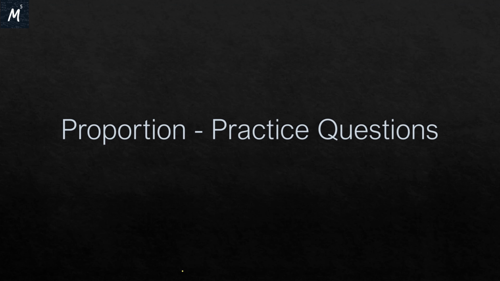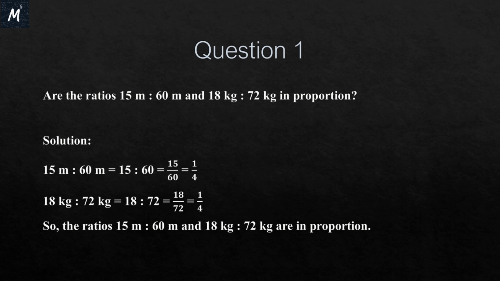In this video, I will be explaining different types of questions we have in the proportion chapter. First type of question: are the ratios 15 meter is to 60 meter and 18 kg is to 72 kg in proportion? As we know, when two ratios are equal, they are said to be in proportion. So this is what we are going to check over here.